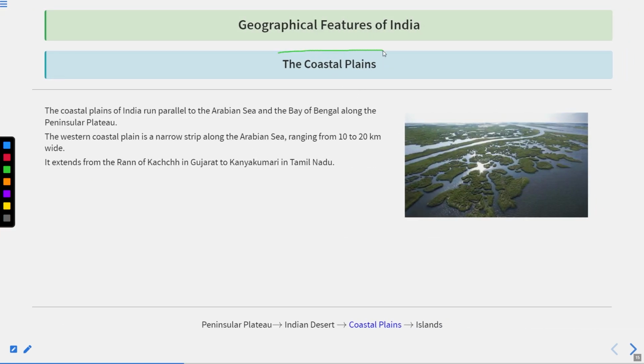After this, now we have the coastal plains. So if we talk about these coastal plains, the coastal plains of India generally run parallel to the Arabian Sea and the Bay of Bengal along with the Peninsular Plateau. The western coastal plain is a narrow strip along the Arabian Sea, ranging from 10 to 20 kilometers wide. It extends from Rann of Kutch in Gujarat to Kanyakumari in Tamil Nadu.